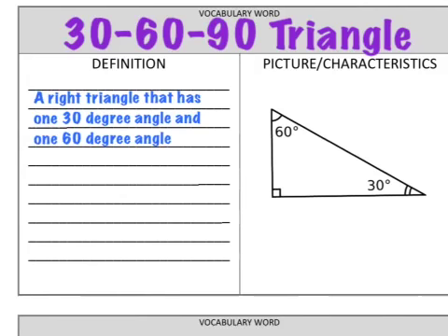Okay, we only have one vocab word today, and it's 30, 60, 90 triangle. So we've already talked about 45, 45, 90 triangle. That's the other special right triangle. Now let's talk about 30, 60, 90. It's a right triangle that has one 30-degree angle here and one 60-degree angle here. And just like the 45, 45, 90 triangle, we can be given just one side and we can figure out the missing sides. So we won't even need the Pythagorean theorem.